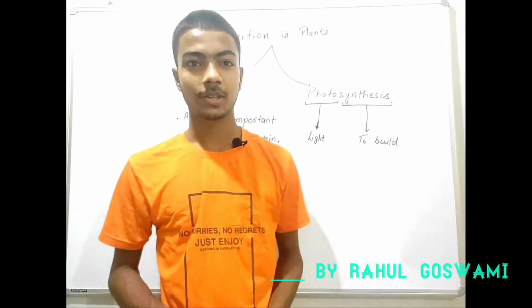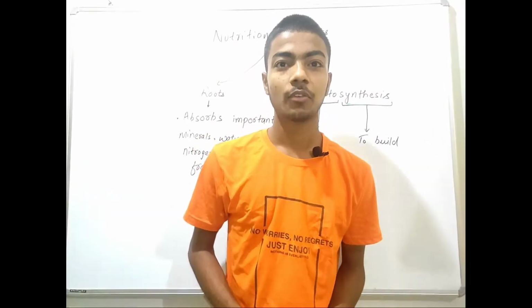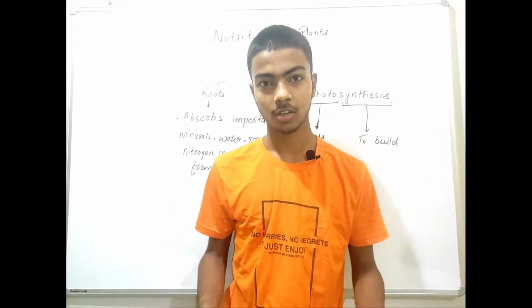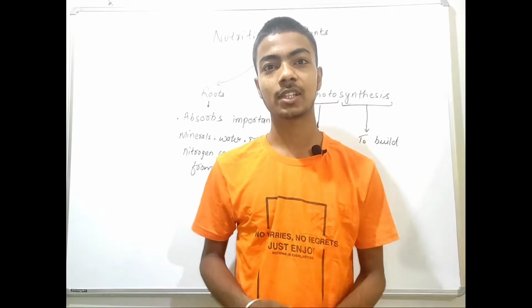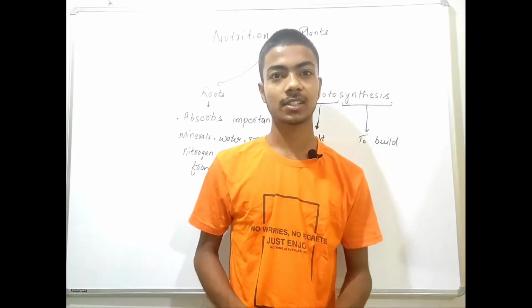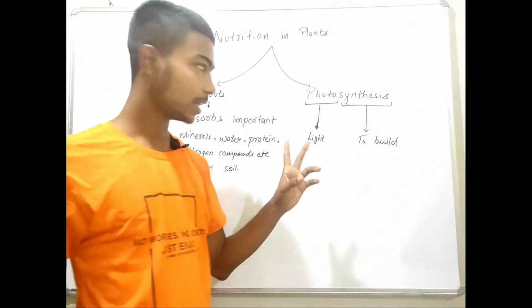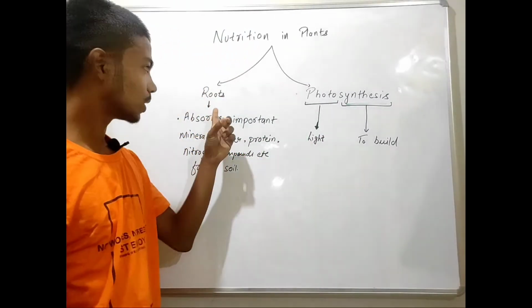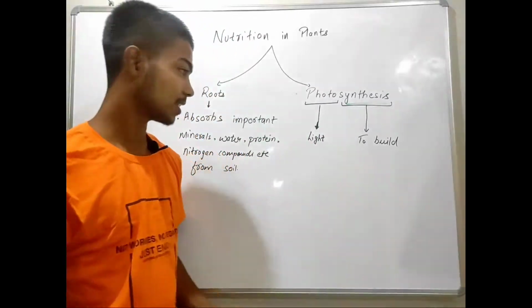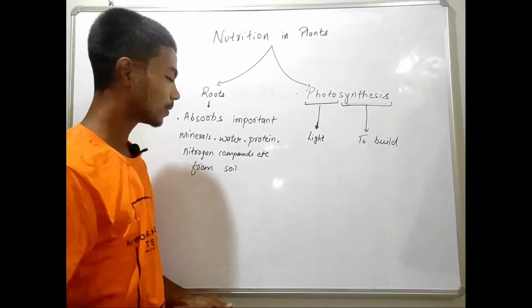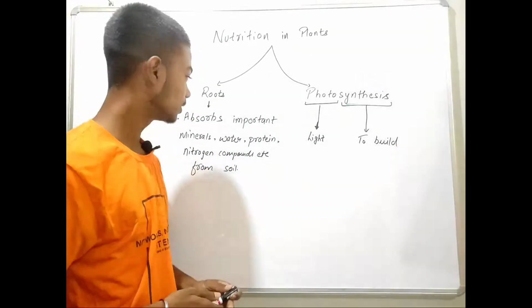Hello, good morning everyone. So in the previous video, we have discussed nutrition in organisms, the different modes of nutrition in organisms. So in this video, we will discuss nutrition in plants. Nutrition in plants is mainly by two modes. First is by root and second is by photosynthesis. So we will look first at root, how it goes with root.